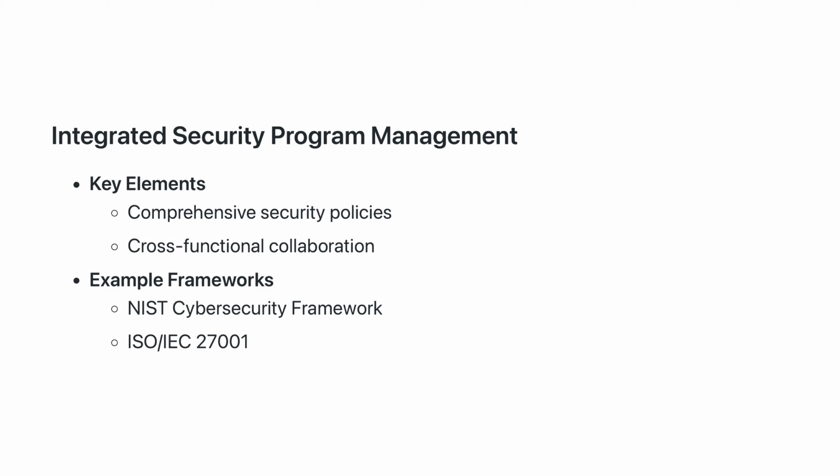Key elements of an integrated security program include comprehensive security policies that cover all organizational aspects. These policies create the foundation for a consistent and thorough approach to security. Another vital component is cross-functional collaboration. Security cannot operate in a silo. It requires the involvement of various departments working together to identify and mitigate risks effectively.